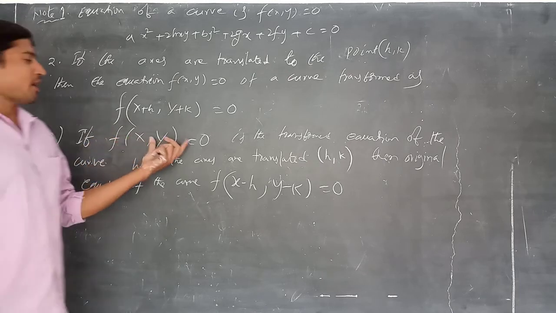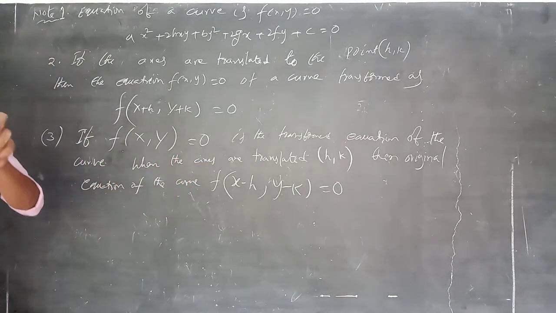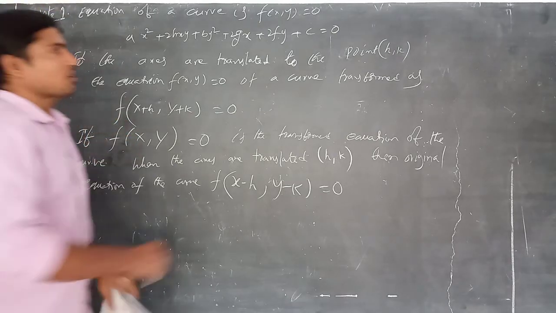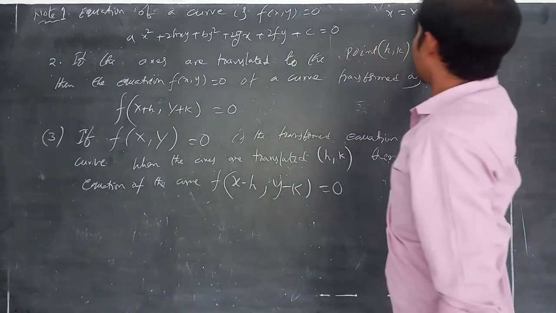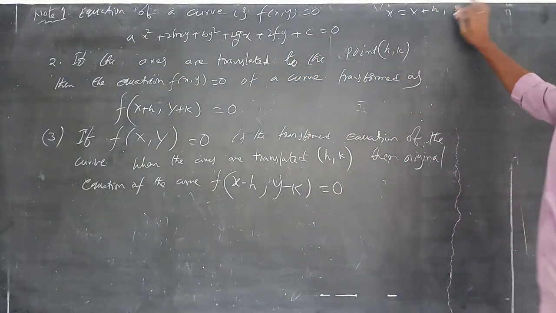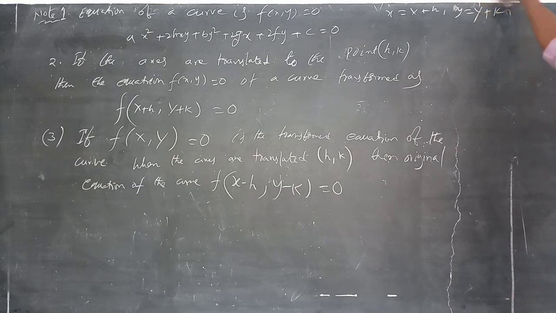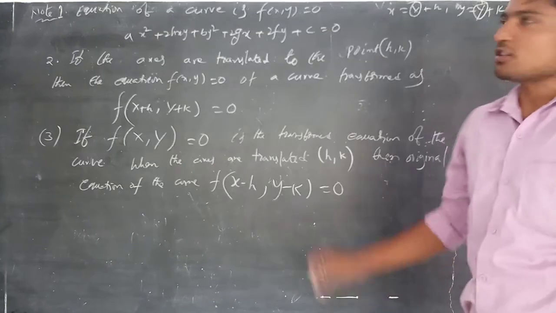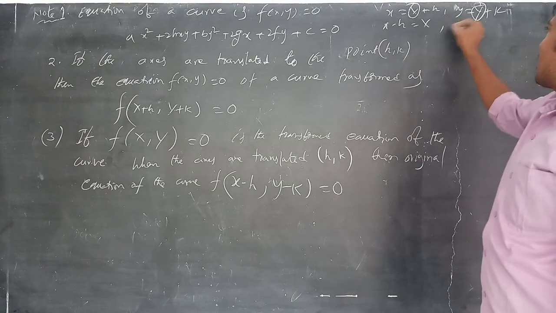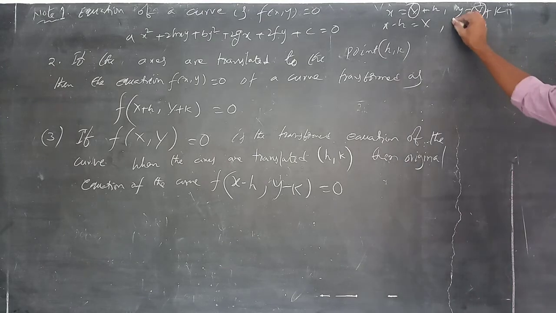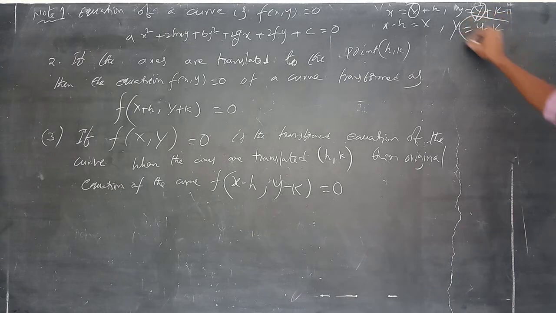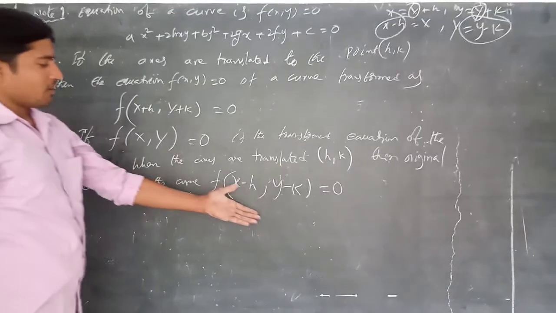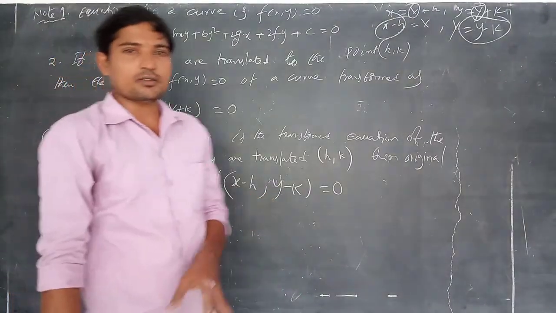See, capital X comma capital Y is given here. He wants the equation in the form of small x and small y. So small x is equal to capital X plus h, small y is equal to capital Y plus k. Then I want capital X and capital Y, so capital X is equal to small x minus h, capital Y is equal to small y minus k. That's right. The equation has transformed into x minus h comma y minus k equal to 0.